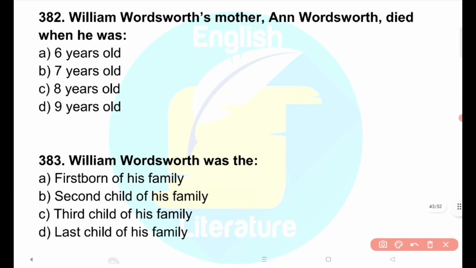William Wordsworth's mother, Anne Wordsworth, died when he was option B, 7 years old. Anne Wordsworth passed away in 1778. Wordsworth was 7 years old.